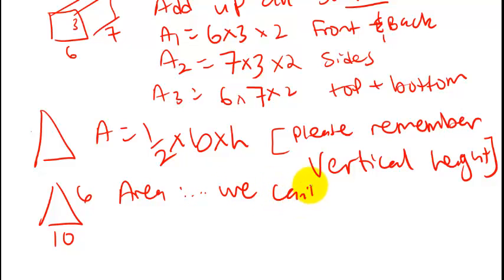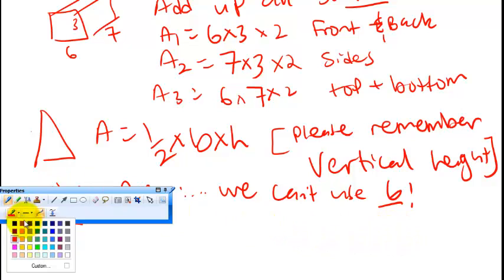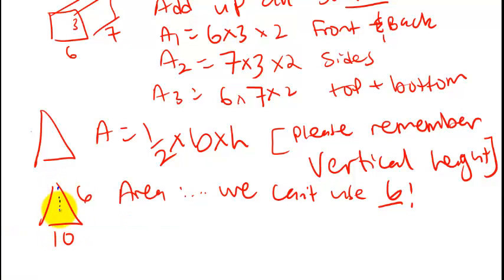we can't use 6. So what we've got to do is try to find this part here. When you do 10 times 1 over 2, that's 5. That's 5 there. You've got to use Pythagoras' theorem to find this vertical height. So we'll label it as h. So h squared is equal to 6 squared take away 5 squared. 36 take away 25 is 11.